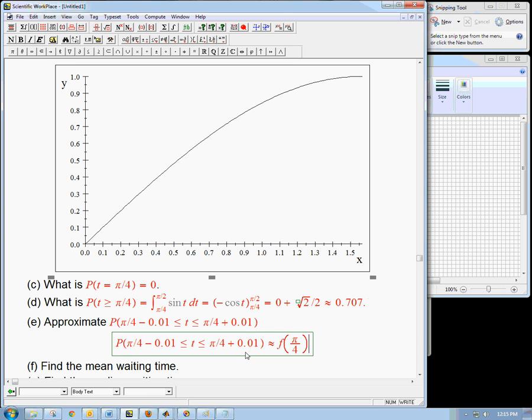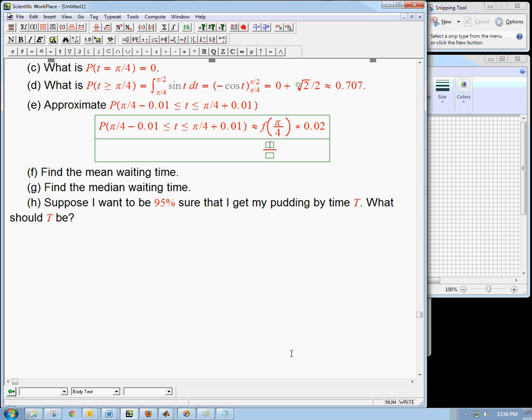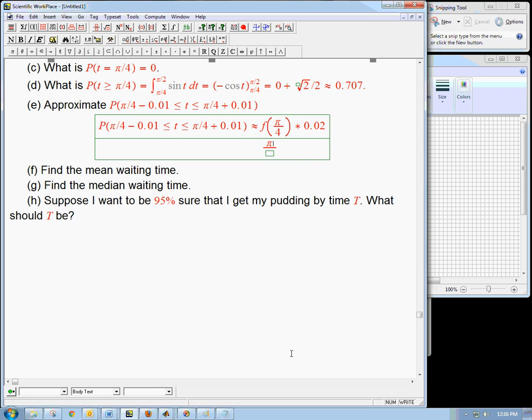Okay, and the width is just 0.02. So that is one way to interpret the probability density function: it gives you an easy way to calculate the probability that your random variable is near a certain value with a certain wiggle room. And it gives you an approximate answer for that. And that, of course, is sine pi over 4, which happens to be root 2 over 2 again.